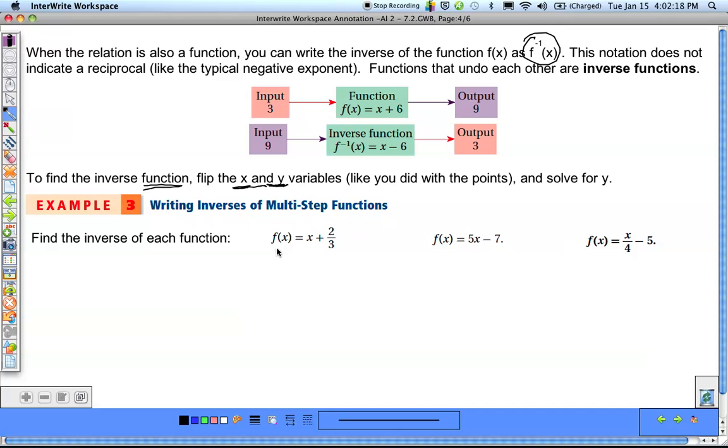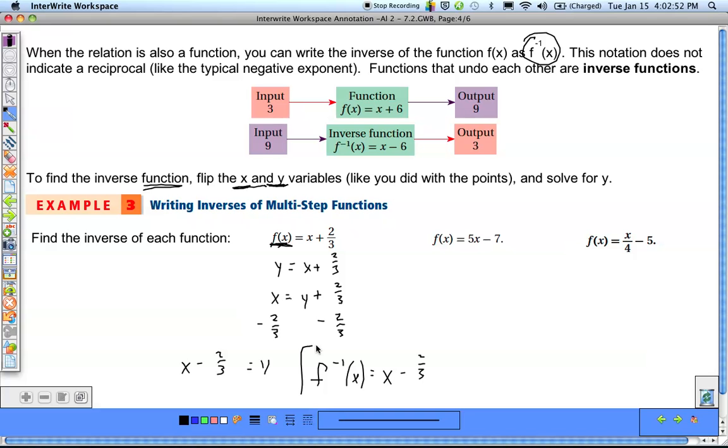So this original function, f of x equals x plus 2/3, is just going to be y equals x plus 2/3. If we want to solve this, we flip the x and the y. So it's going to be x equals y plus 2/3. We get the y by itself, which means subtract the 2/3, and we get y equals x minus 2/3. The way we can write this to represent it as the original function is to say the inverse of f of x is equal to x minus 2/3. And there's the inverse function.